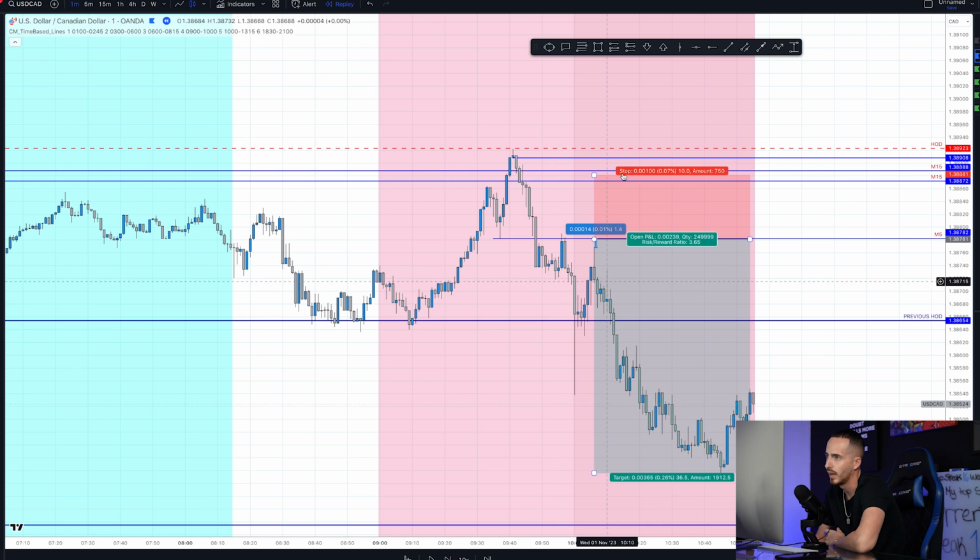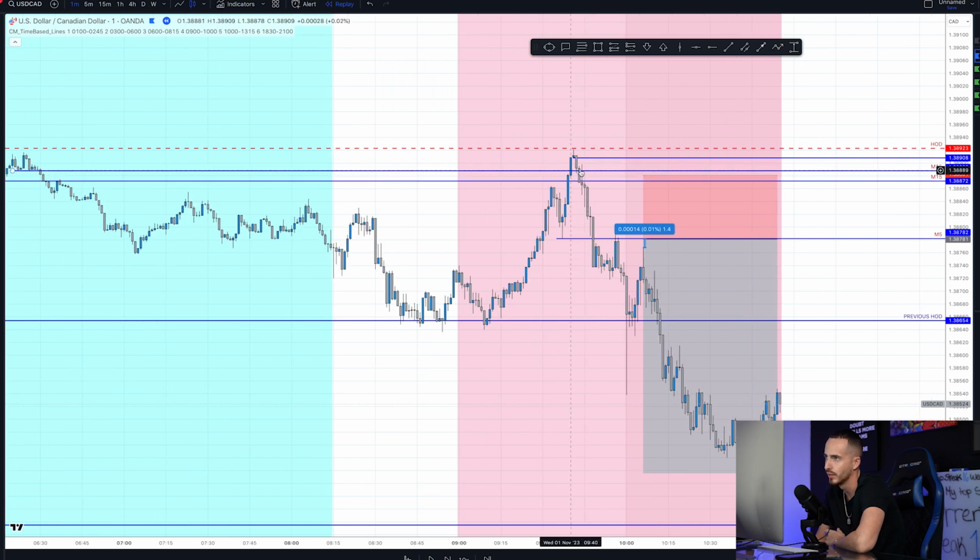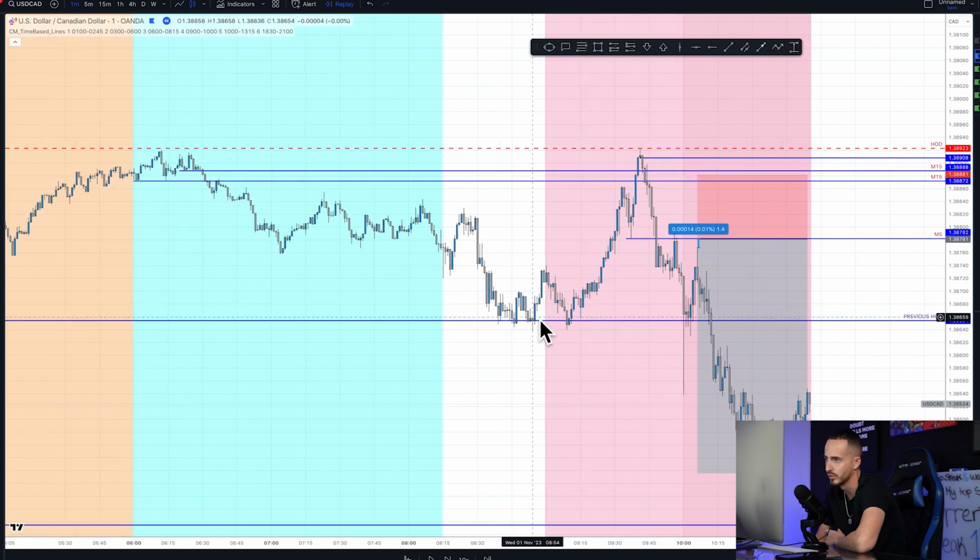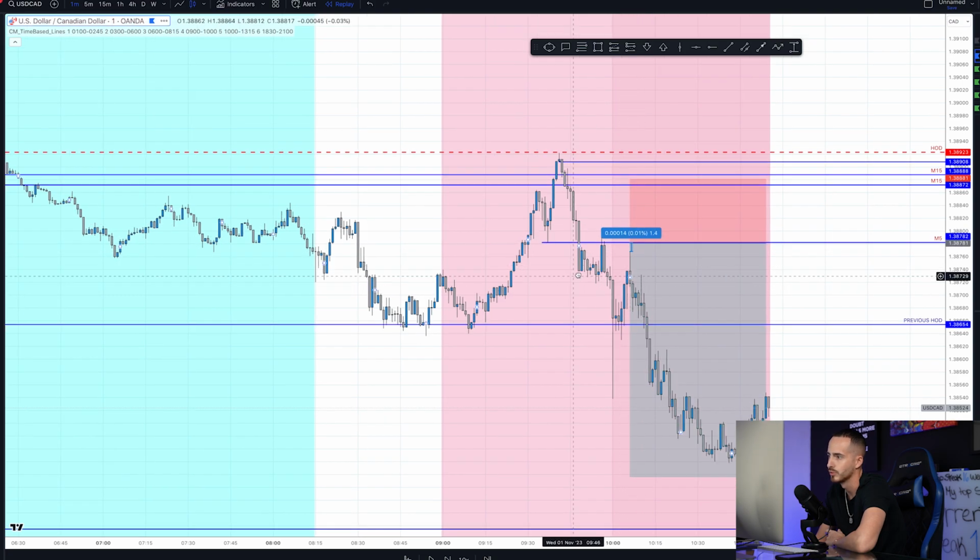Now again, like I said, I did not want to take the trade off of this area up here just because that area of demand was not broken past. It was actually respected. So if it would have broke past it, I definitely would have entered automatically here. But this was the entry confirmation right here.